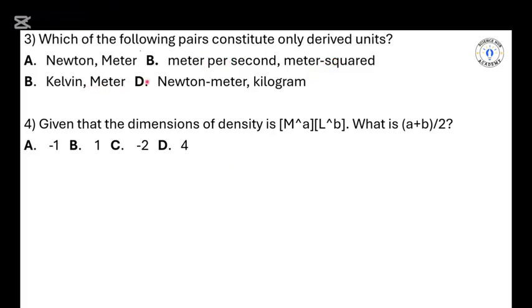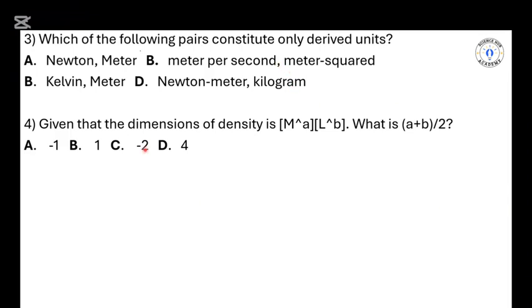So let's check. We have seen our answer, but let's check through. Kelvin is fundamental. Meter is fundamental. This is a pair of fundamental quantities. Newton meter, that is derived, but kilogram is not derived. Well, our answer is option B.